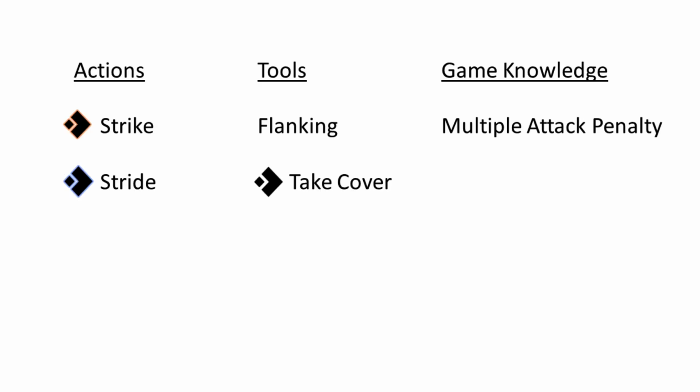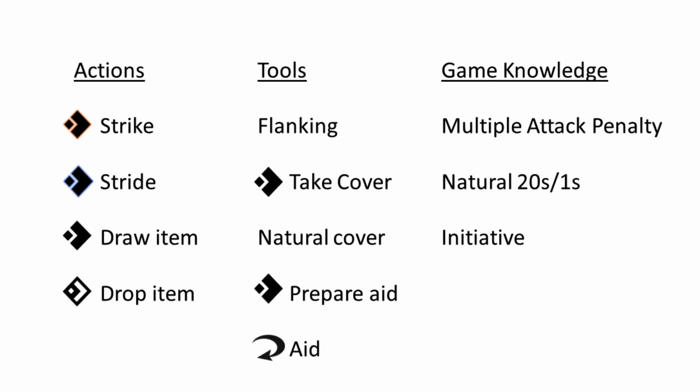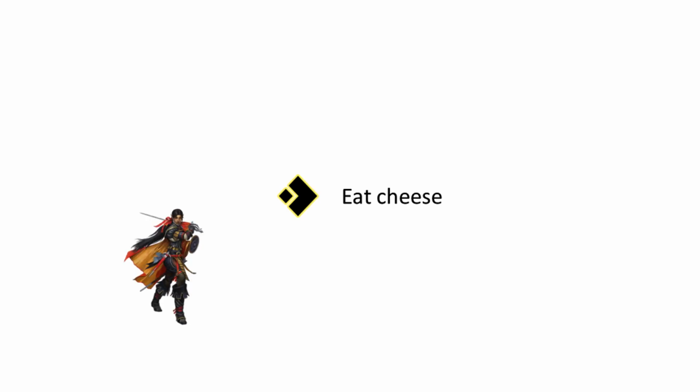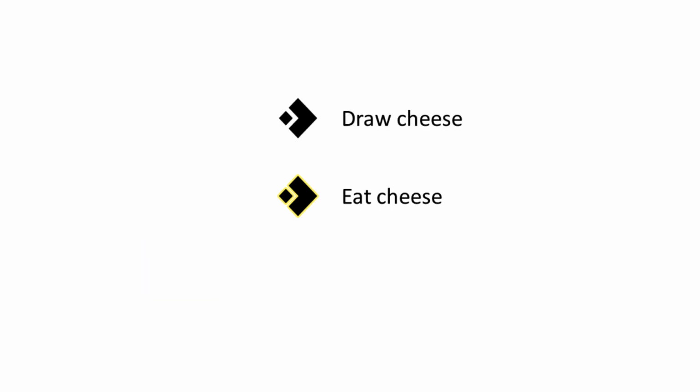In the last video, we covered these 5 things. Now we're going to fill out this chart. First one, drawing an item. Let's say you wanted to eat some cheese. In theory, eating cheese should only be one action, but that only applies if you're already holding the cheese. Otherwise, you must spend another action to draw the cheese.